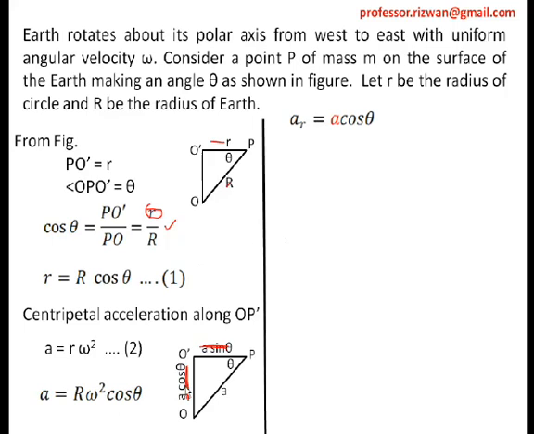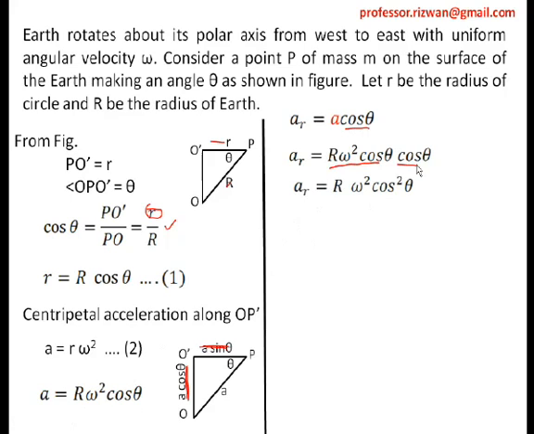If I substitute the value of A from the previous equation, A R is equal to R omega square, into cos theta. So A R is equal to R omega square cos square theta. Now this is the radial component of acceleration.